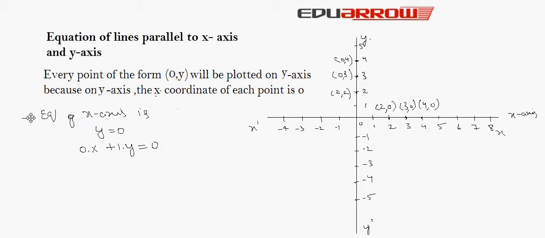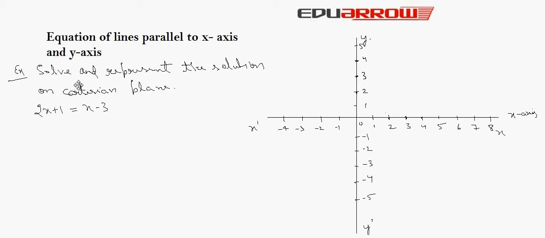Now, the equation of the y-axis is given by x is equal to 0. That can be written as 1 into x plus 0 into y is equal to 0. For any value of y, x will always be 0.